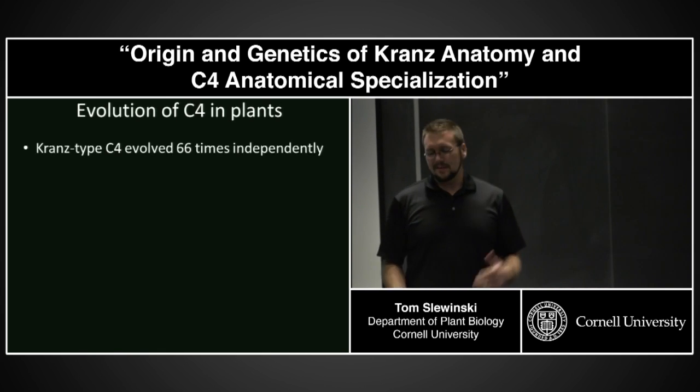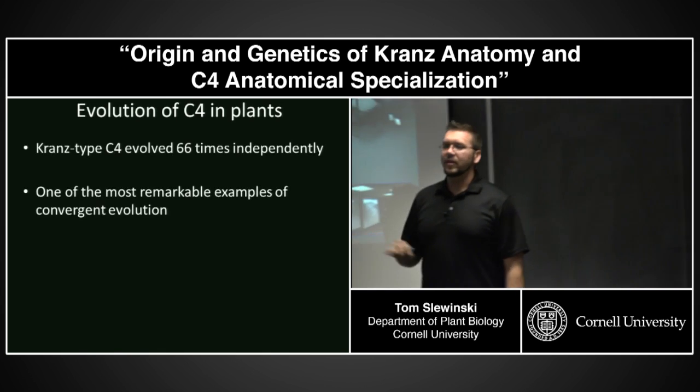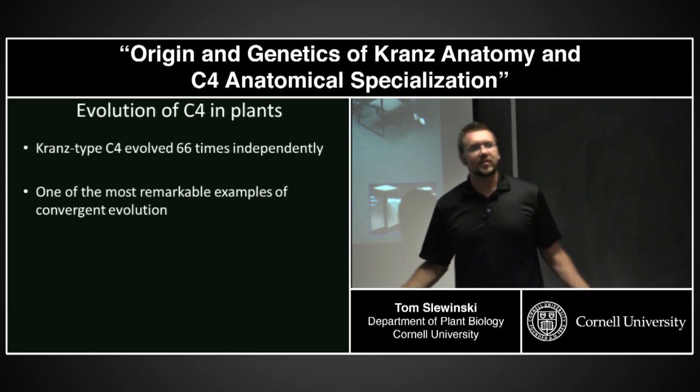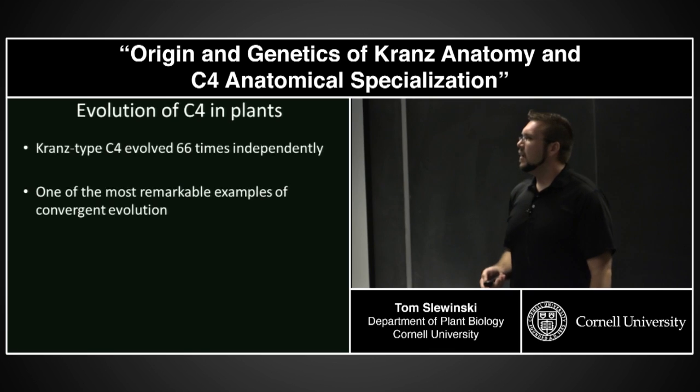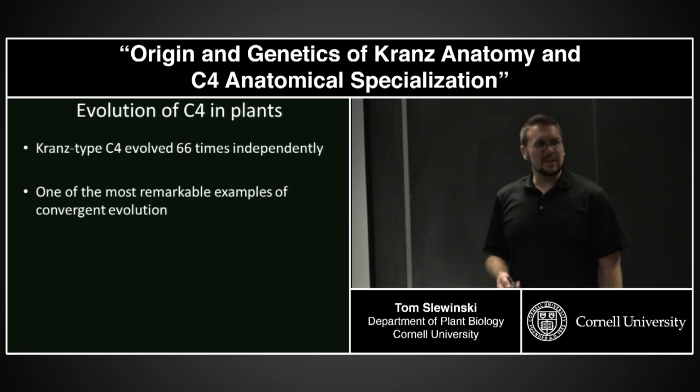Now this is one of the most remarkable examples of convergent evolution in life itself: 66 times, in the exact same way, or similar ways. So it has to be easy. If it evolved 66 times that we know of, it has to be just a few changes that are needed to get there.